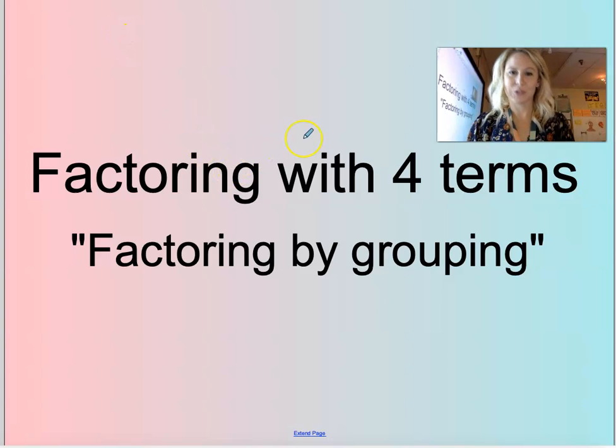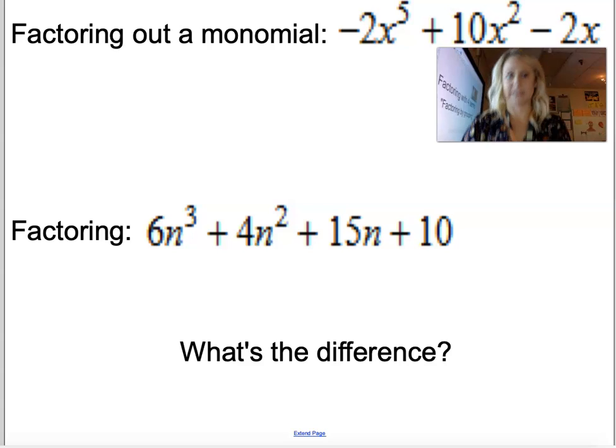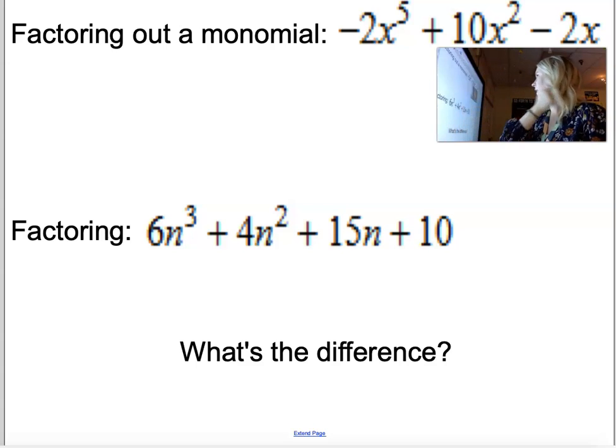Hello, and welcome to a video on factoring with four terms, which we will learn is called factoring by grouping. So in previous lessons, we learned how to factor out a monomial, or one term. So for example, here's what an example looked like yesterday.